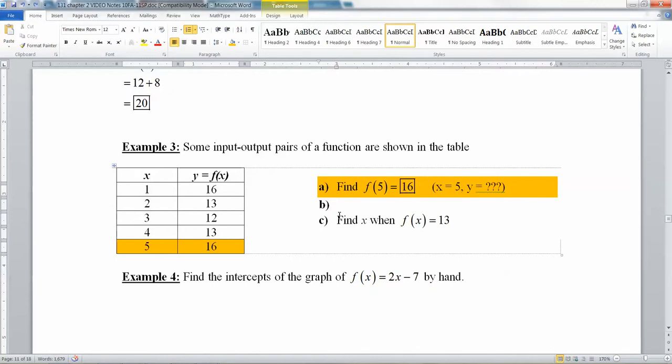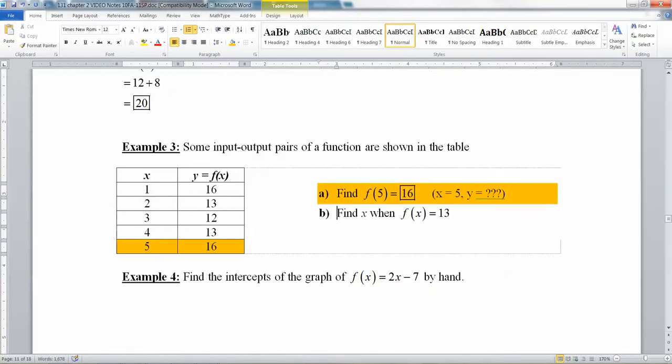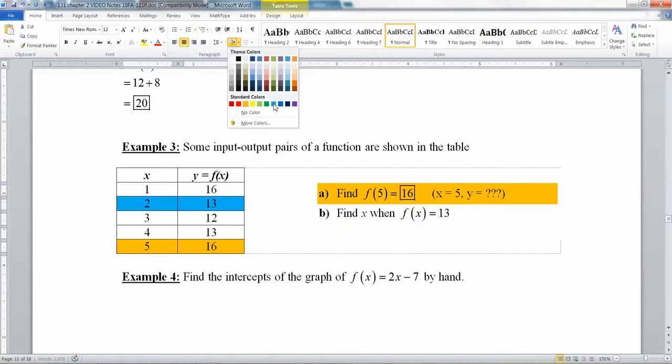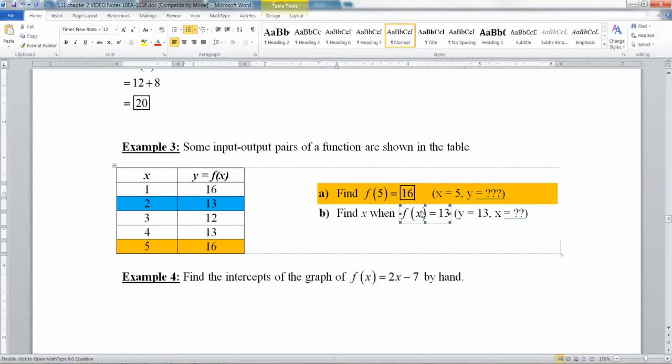wants to know, find x when f of x is 13. It's a different problem. I didn't put the 13 inside the parentheses. I put the 13 over here, which means I'm talking about this one. I'm saying when y is 13, x is equal to what? That's what I'm asking you. I don't come right out and say it, but that's what I'm asking.